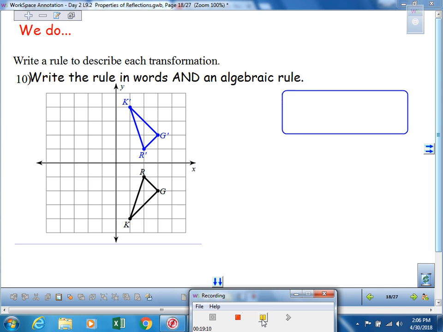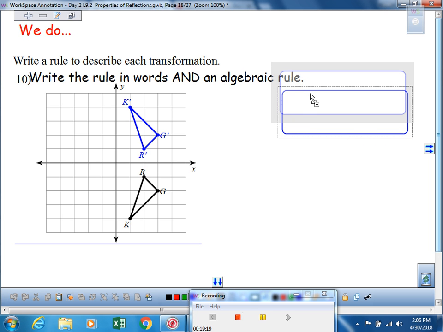Hey, Reagan, what do you have? Guys, Reagan. What is it?